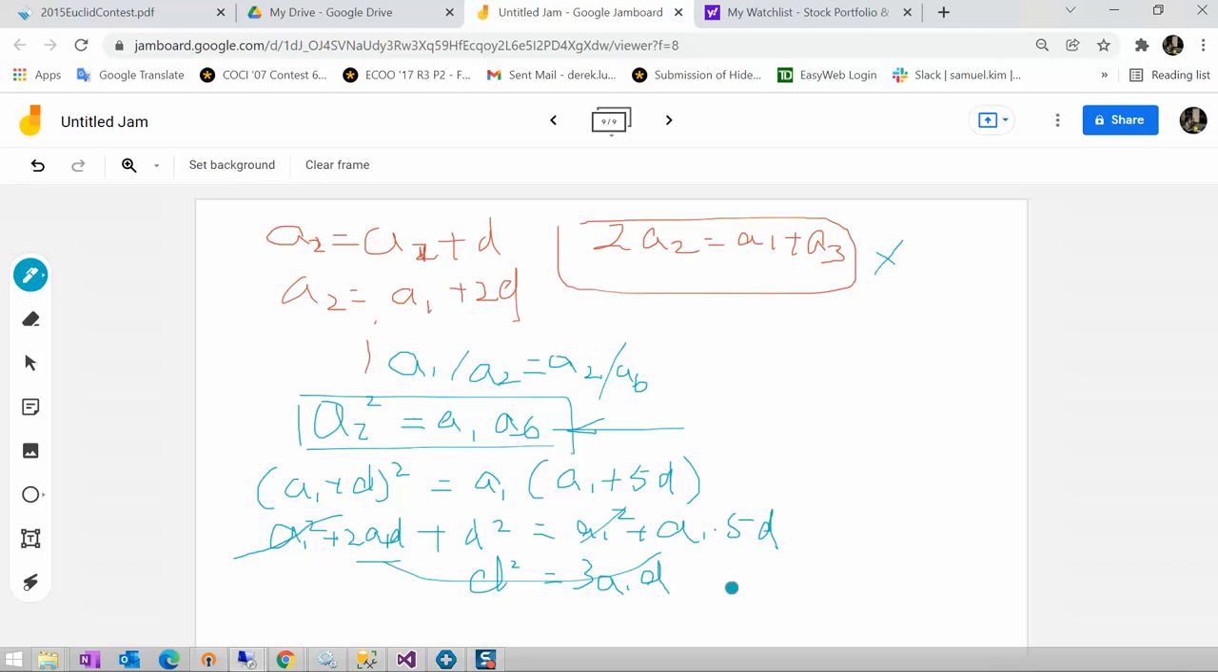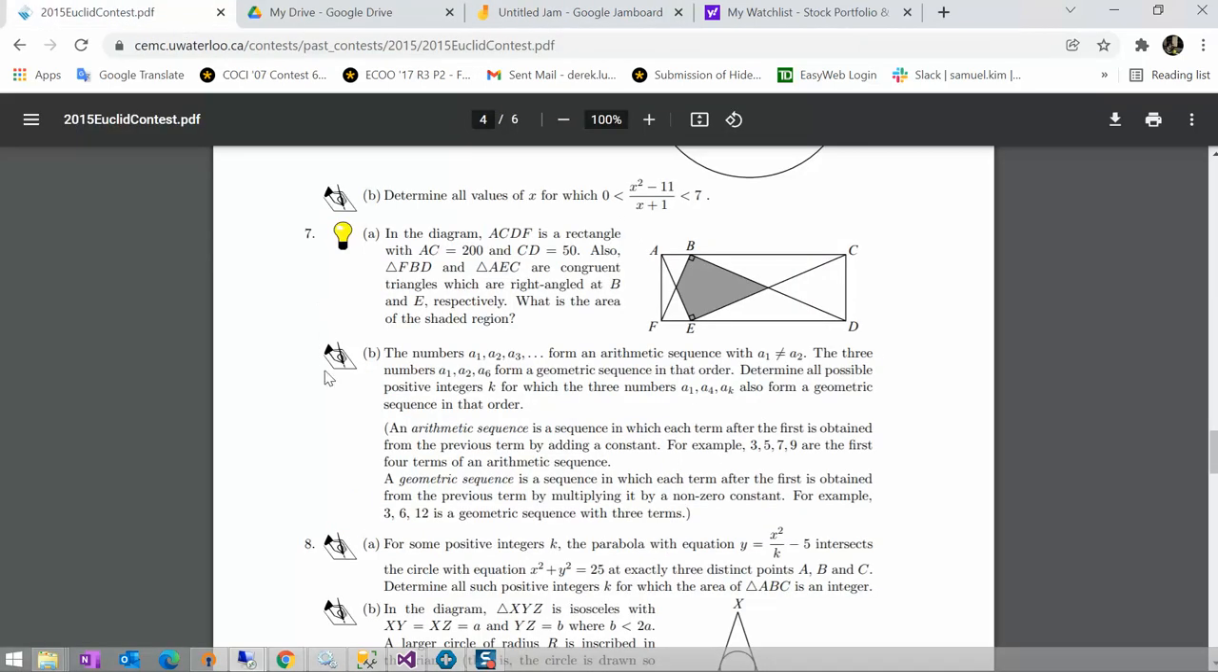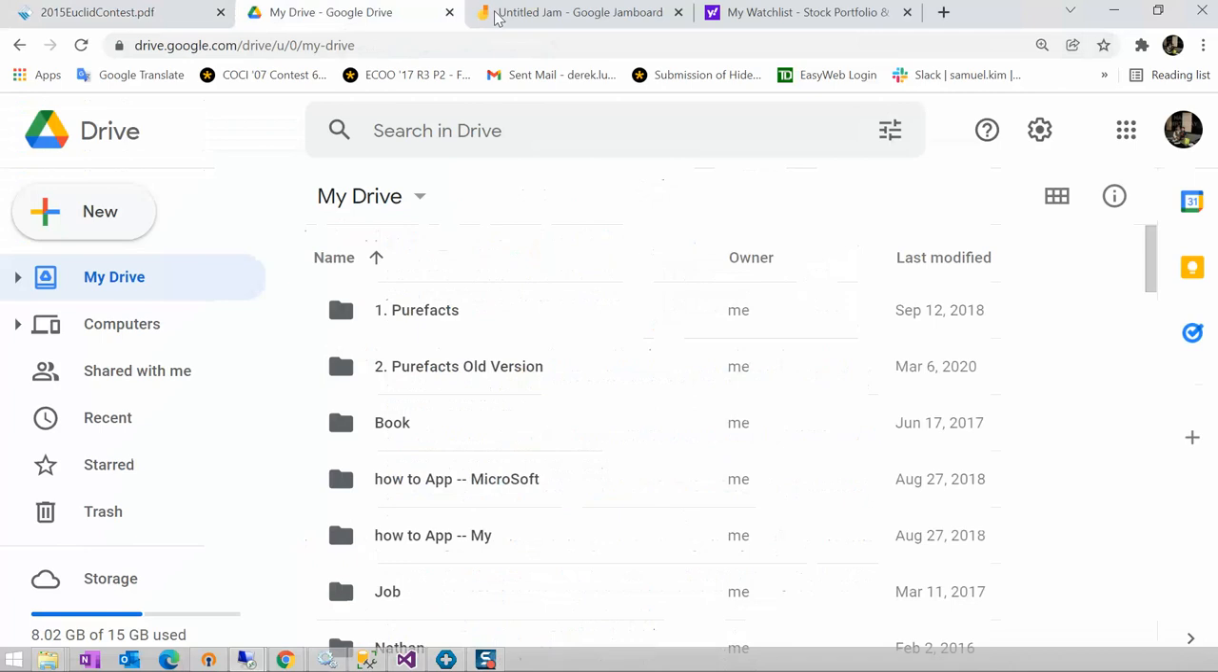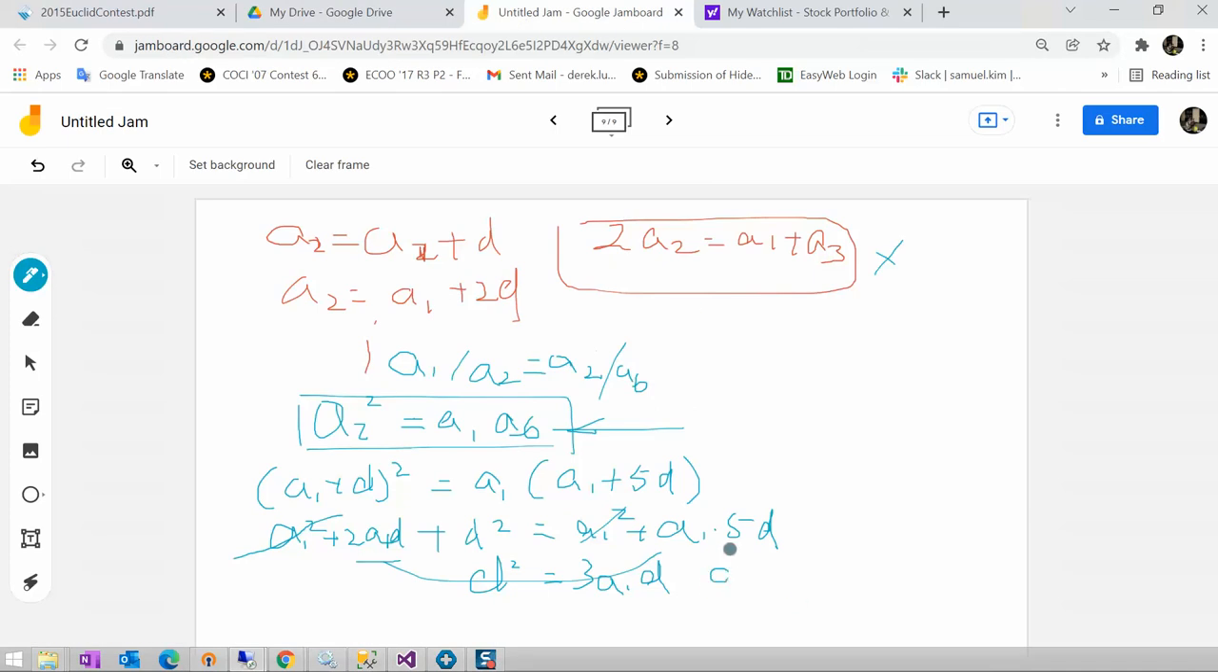Now we want to cancel the D. Before we cancel the D, we should state the reason. That's why this question asks for writing here. You write clearly why you can decide to delete that D. Because A1 is not equal to A2, therefore D is not 0. Since D is not 0, now we can say D equals 3A1.